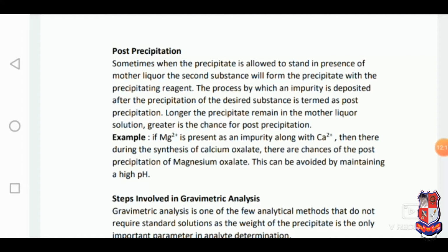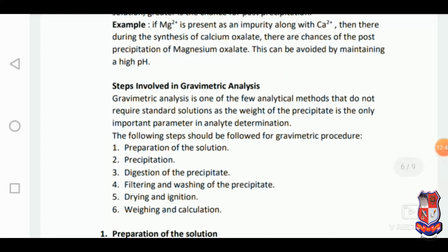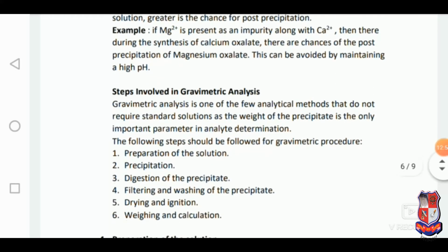The longer the precipitate remains in the mother liquor solution, the greater the chance of post precipitation. For example, magnesium ion is present as an impurity along with calcium. When precipitating calcium oxalate, there are chances of post precipitation of magnesium oxalate. This can be avoided by maintaining a high pH. So the solution is adjustment of the pH towards the higher side, so that the impurity such as magnesium can be removed from the calcium oxalate precipitate.